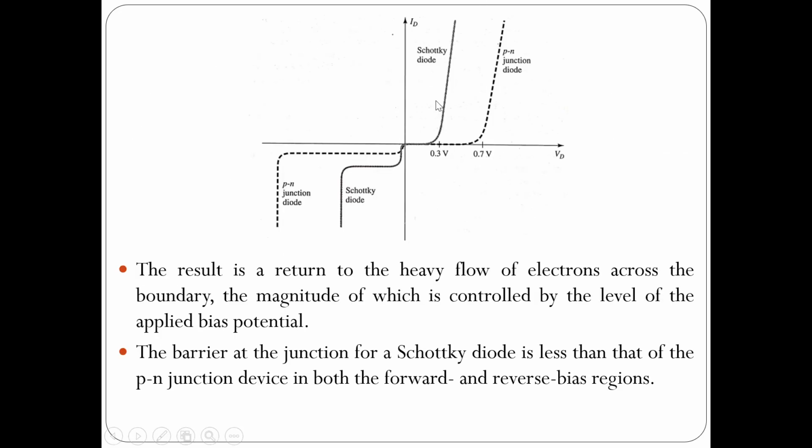So these are the Schottky diode characteristics for the two materials. The 0.3 volt is for germanium material, and 0.7 volt is for silicon material, which is called a normal PN junction diode. It will be operating for both forward bias and reverse bias operations.